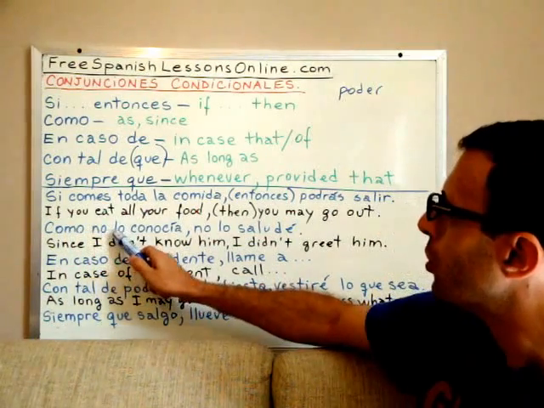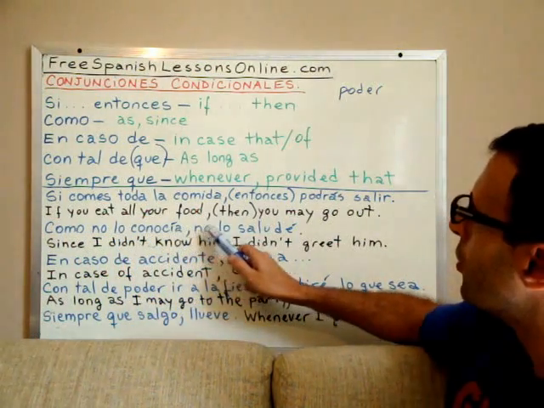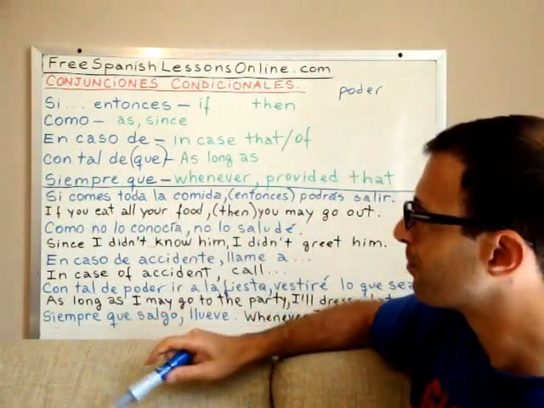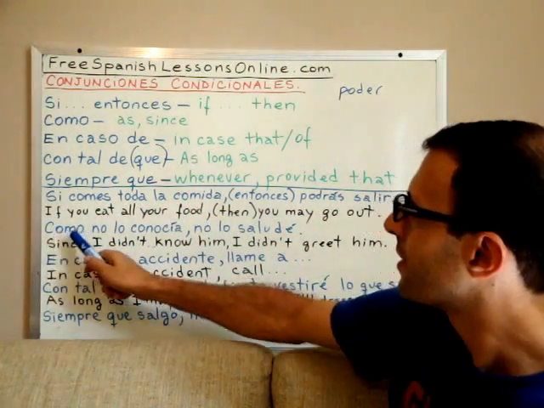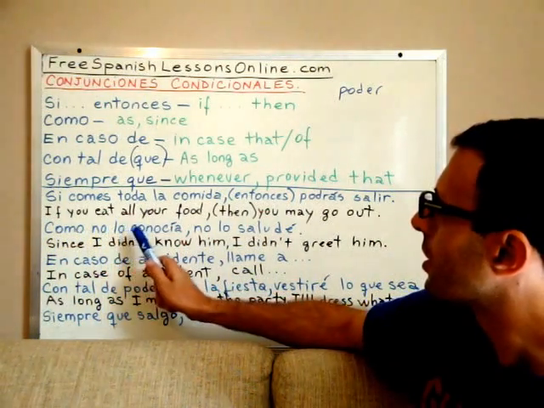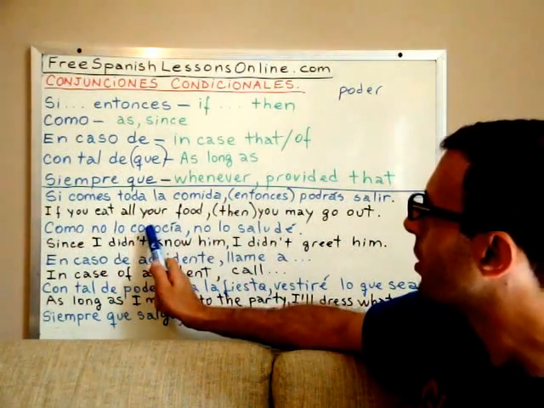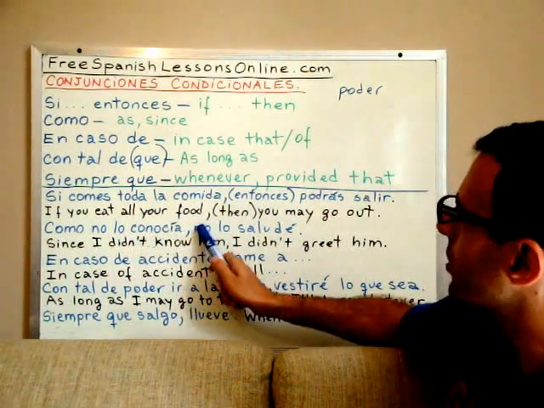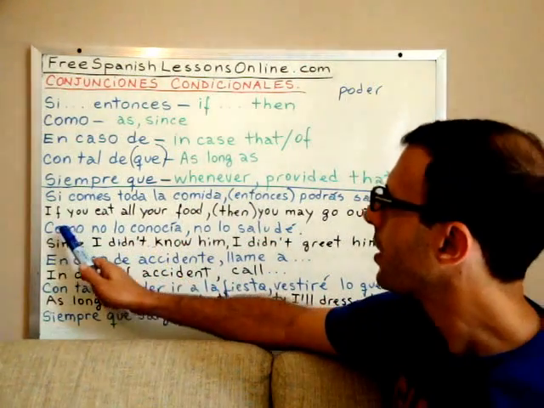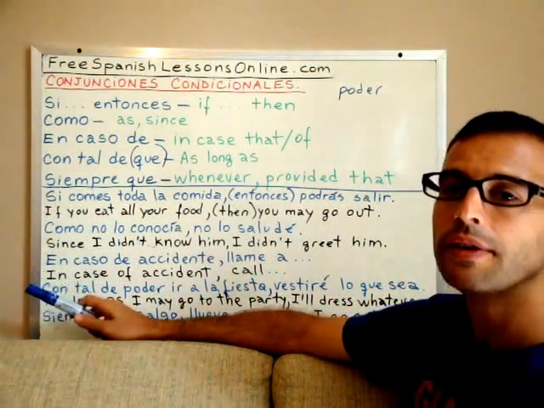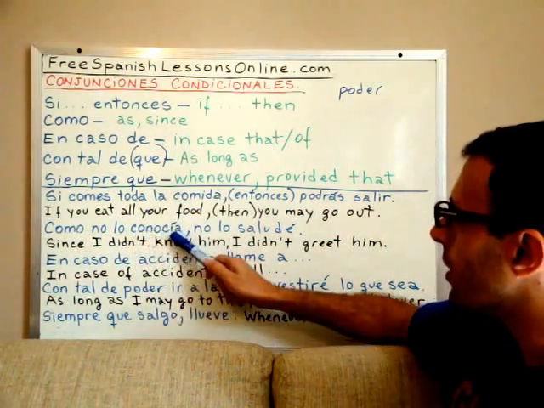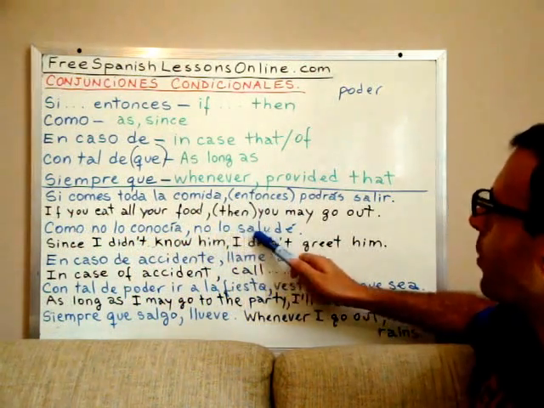Como no lo conocía, no lo saludé. This is a case of an example using como. Since I did not know him, I did not greet him, right? Or since I didn't know him, I didn't greet him. Como no lo conocía, no lo saludé.